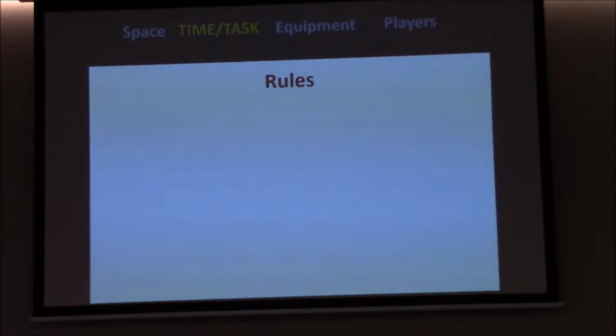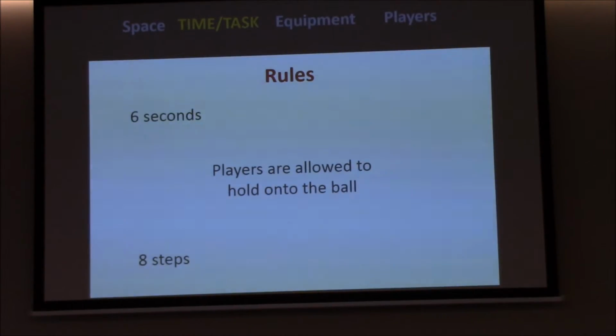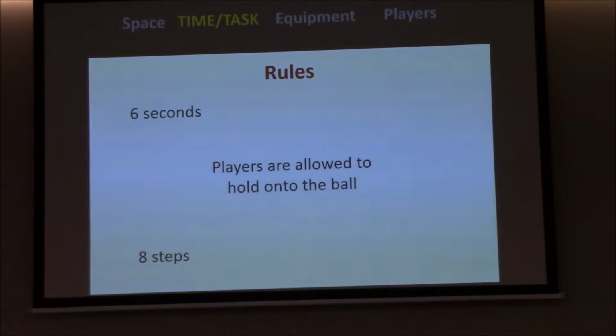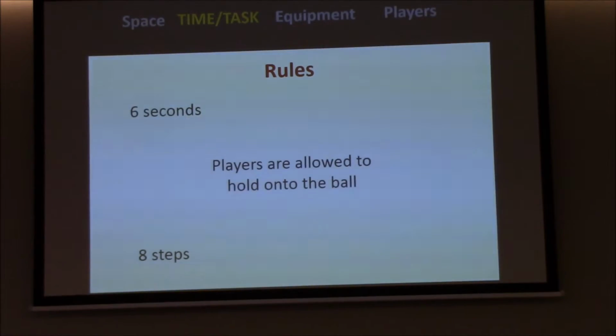Time or task, we think about the rules. And currently we have 4 steps in possession. But we can increase it to 8 steps or 6 seconds in possession to increase the chance to make a decision. Or else we can decrease the chance to make a decision by decreasing the steps or the time taken.